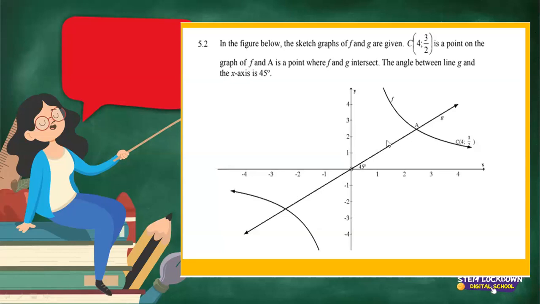Again, the formula is m equals tan theta, where theta is the angle between the line and the positive x-axis. So to know the gradient of the line, we need the tan of the angle it makes with the positive x-axis. To find the gradient of the line, we take tan of 45. Tan 45 is 1, so the gradient is 1.